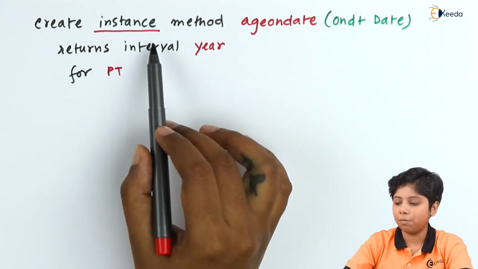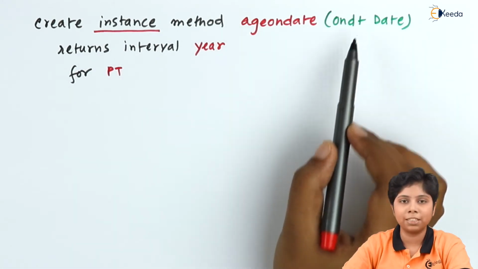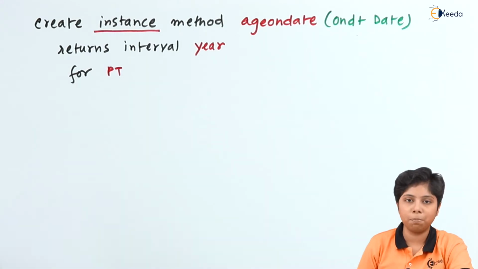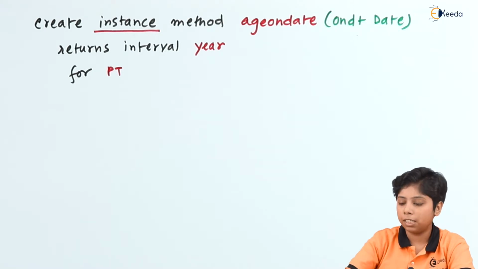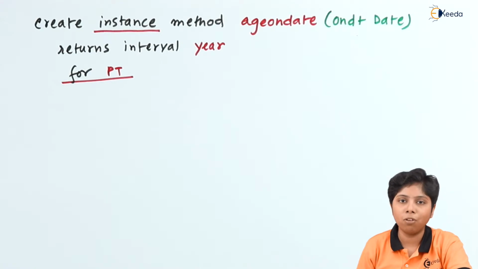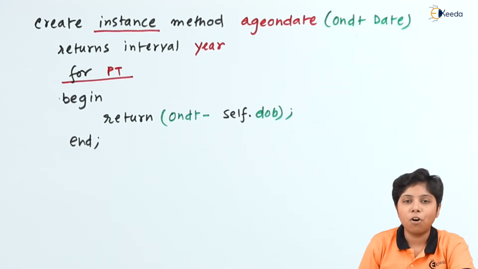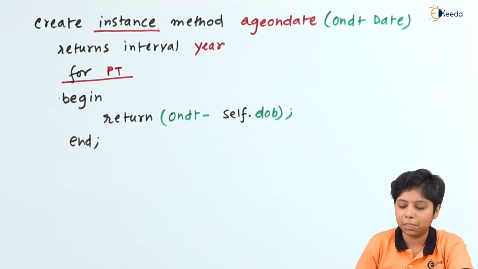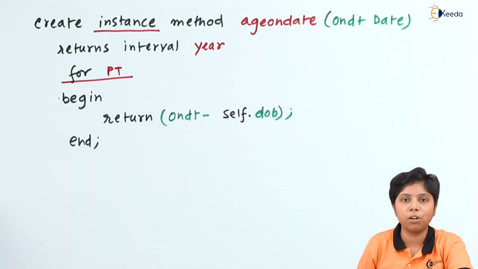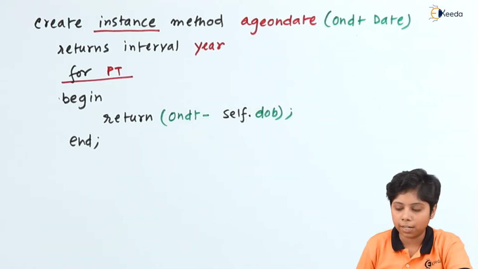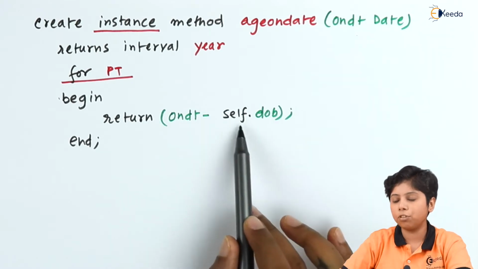Now that we have the instance method, the method name, and the variable as the arguments, it returns interval year for the table name PT. So if we are defining the function or method explicitly, then we use the keyword for, followed by the type name along with the method name. Look for the new syntaxes here. I have used begin for the function beginning, and return to return for this function. Now ONDT is the date that will be given to us, minus self.dob.